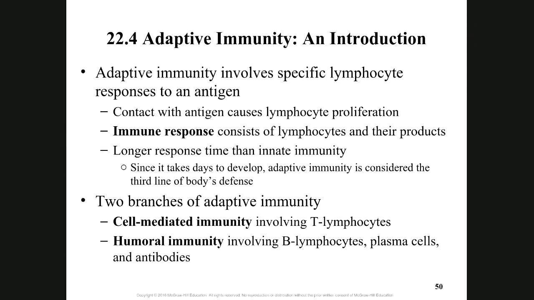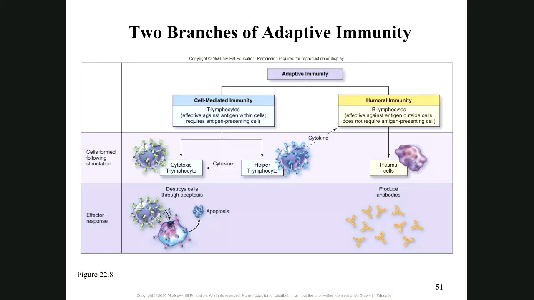We have two branches of adaptive immunity. One of them is called cell-mediated immunity, which involves the T lymphocytes, and the other is called humoral immunity, or antibody-mediated immunity, and it involves the B lymphocytes, plasma cells, and the antibodies in the body. In this picture, you can see adaptive immunity. As you see here, we have cell-mediated immunity, where T lymphocytes are active. They are effective against antigens within the cells, and they require an antigen-presenting cell.